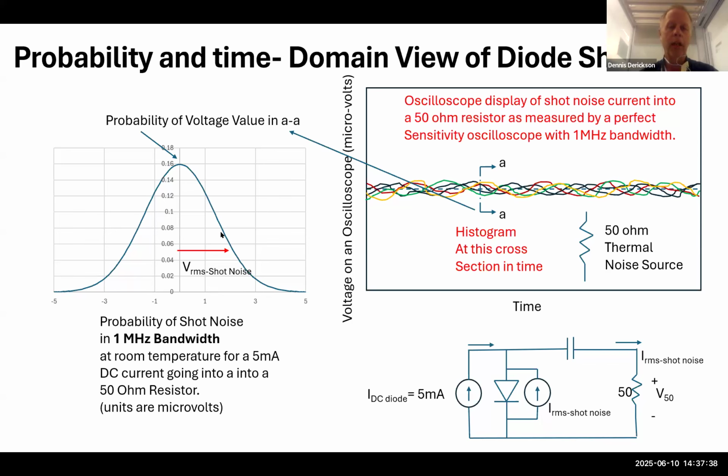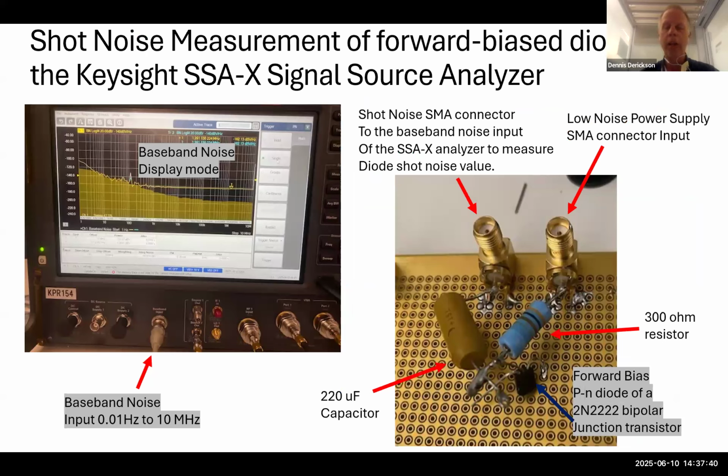Okay, let's go look at a measurement. So I'd like to measure with this Keysight SSA-X source signal analyzer baseband input, directly measure the shot noise in a forward biased PN junction diode, just to show you that's a real measurable effect.